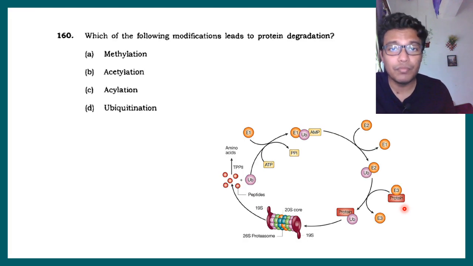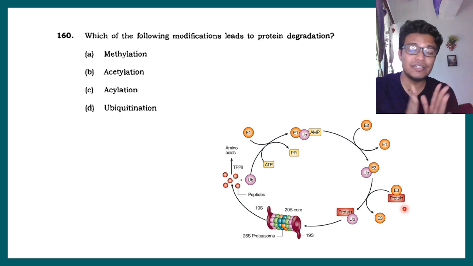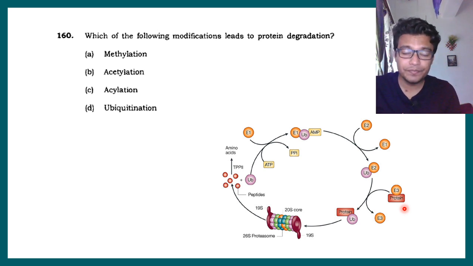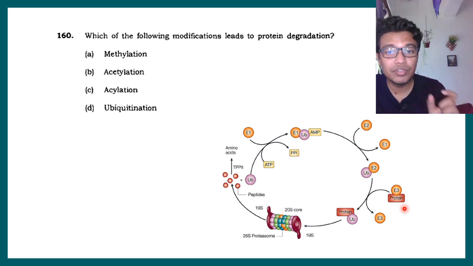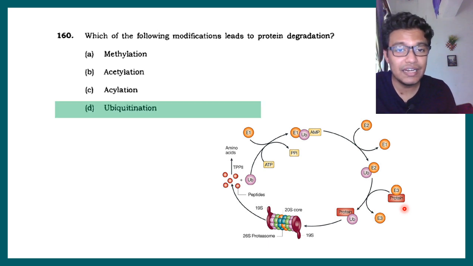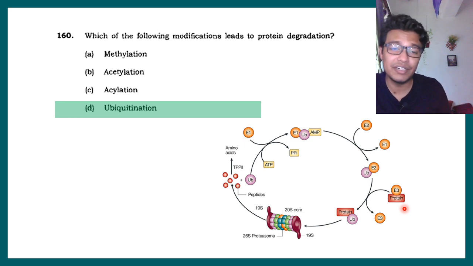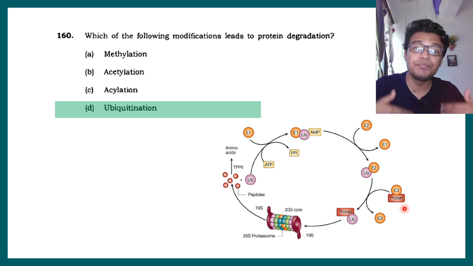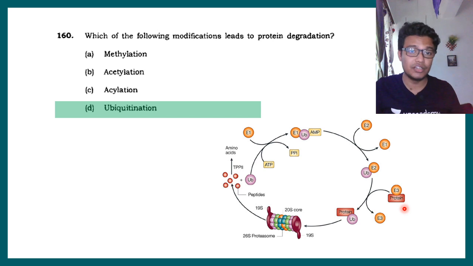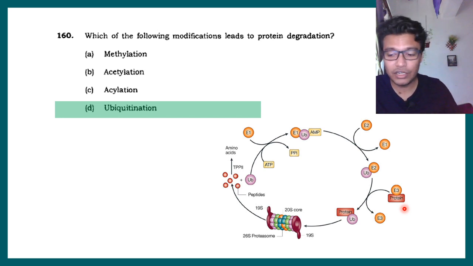Okay, which of the following modifications leads to protein degradation? Methylation, acetylation, acylation, ubiquitinylation. So there is a ubiquitin-proteasome mediated degradation pathway. This pathway ensures that polyubiquitinated proteins are marked for degradation via the proteasome. So ubiquitinylation is the correct answer. It would have been better if they had written polyubiquitinylation, because monoubiquitinylation is not a mark for degradation. It's always polyubiquitinylation which marks a protein for degradation. So it should have been more clear, but it's not. But anyway, based on these options, the answer here would be ubiquitinylation.